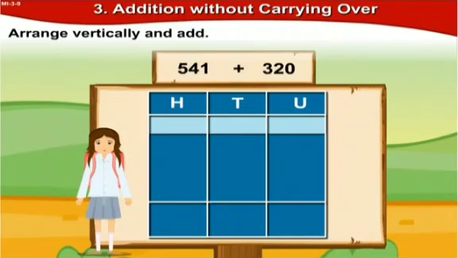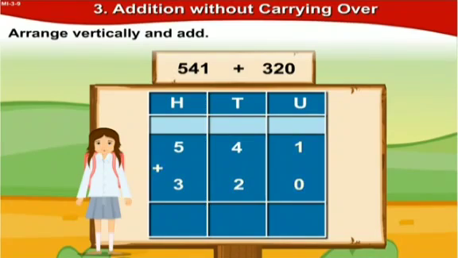541 plus 320. Well, first we'll arrange them vertically. Now we will write HTU. 541 would be 500, 4 tens, 1 unit, plus 320 would be 300, 2 tens, 0 units. Now let us begin our addition.